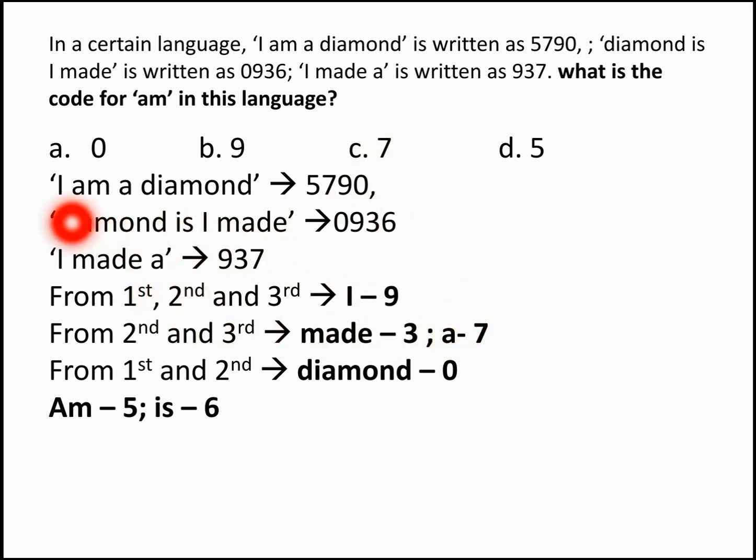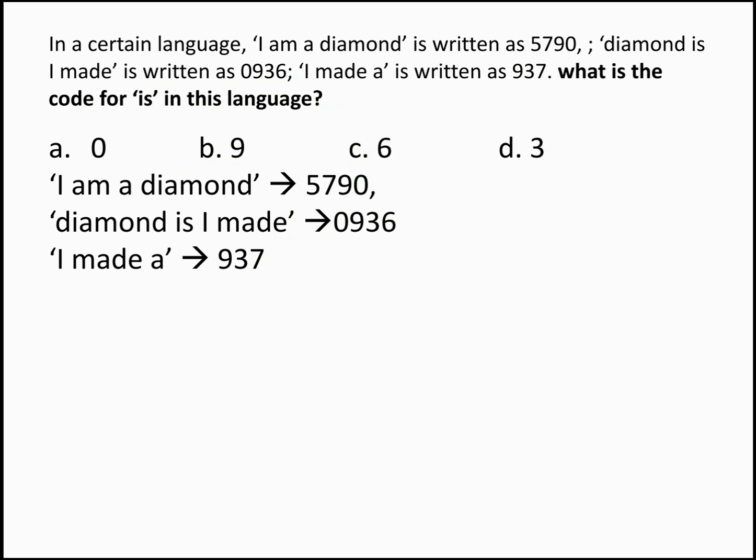I is coded as 9. Diamond is coded as 0. A is coded as 7. Then definitely am should be coded as 5. Similarly, in your second statement, is should be coded as 6. Right? Now your question is, what is the code for am in this language? The answer is simple. It is 5. As you have derived, the answer is going to be 5.